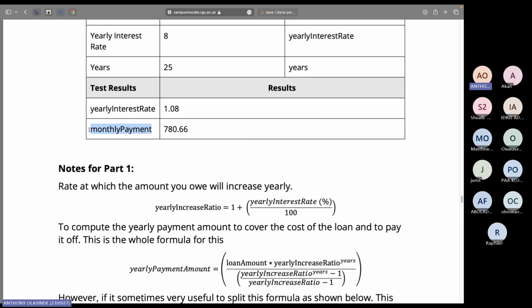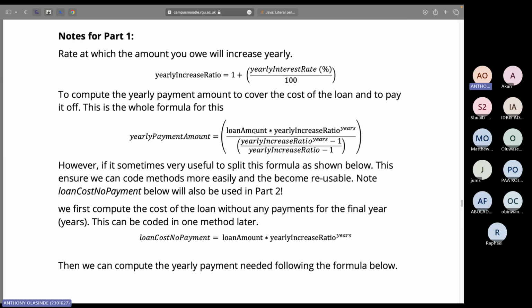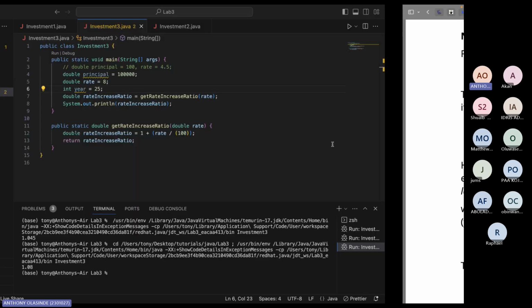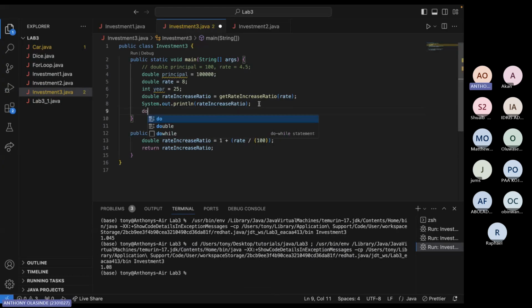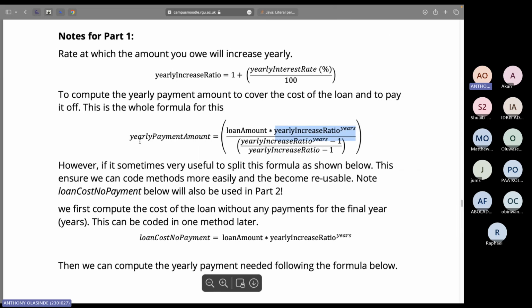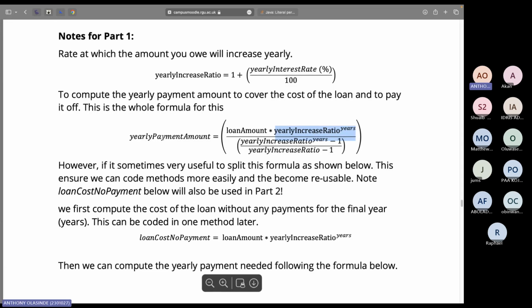So now we need monthly repayment. To get monthly repayment, this is yearly repayment. Yearly repayment is the loan amount times yearly increase ratio. We know the loan amount, we know the yearly increase ratio, we know the year, and that means we can do this. So let's do that. It should be double because we are doing some calculation. I will just use the name directly, yearly increase ratio. We can also use the same name here, yearly increase ratio.